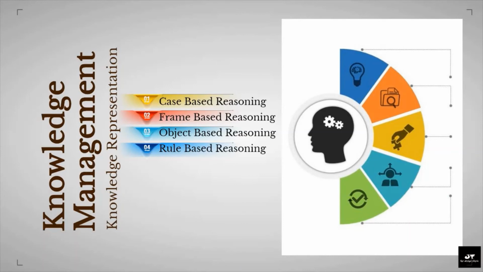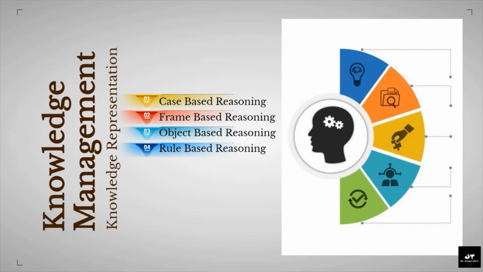Frame-based reasoning. Knowledge is represented in the form of a hierarchy, or network of frames. A frame is a collection of knowledge about an entity, consisting of a complex package of data values describing its attributes. Object-based reasoning. Here knowledge is represented as a network of objects. An object is a data element that includes both data and the methods or processes that act on those data.